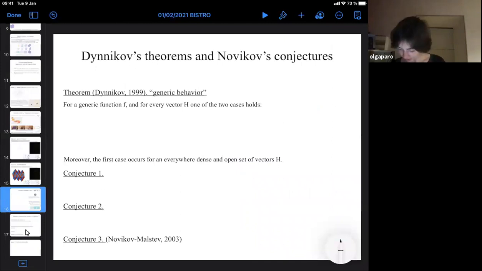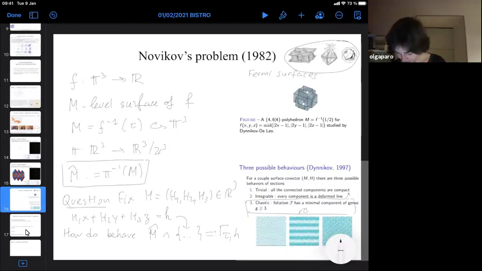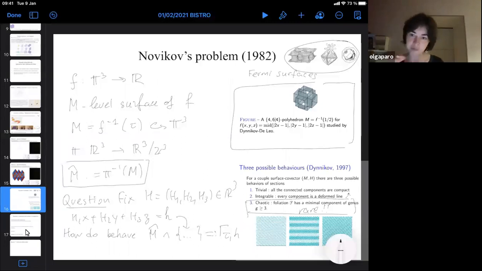Dynnikov showed that actually the last one of them, the chaotic behavior, is very rare. I will make it a little more precise, but let me just say one remark. This is a picture from the paper by Dynnikov and De Leo, and they have taken this very precise surface M. You see that this is a genus 3 surface, and it has two double saddles with respect to some generic height. And they studied the vectors H for which the chaotic behavior is possible for the surface. And it happened that the space of vectors H for which the chaotic behavior is possible is nothing else than the Rauzy gasket.